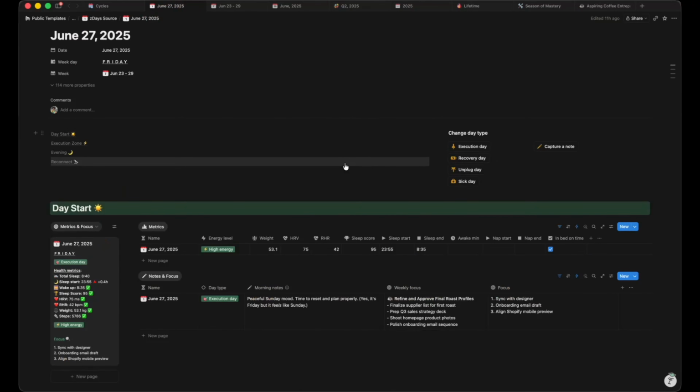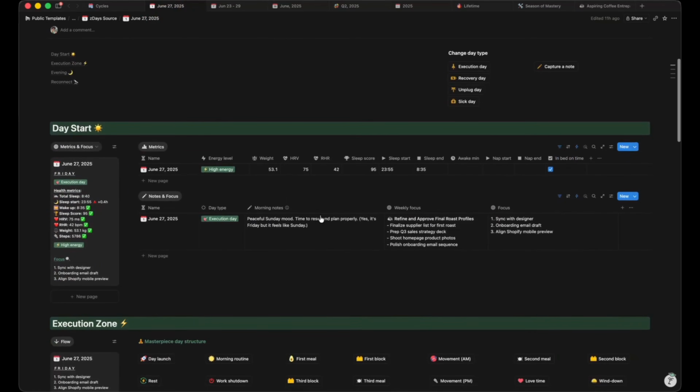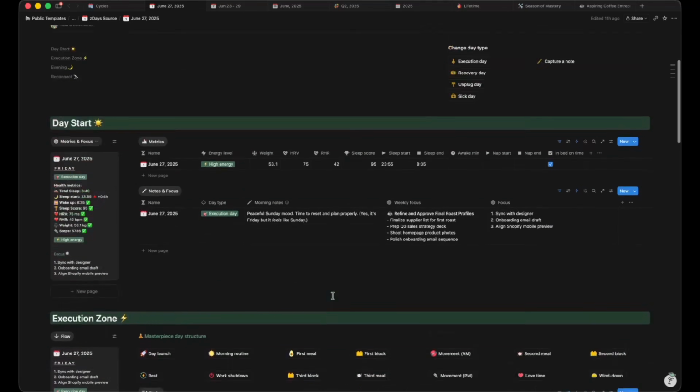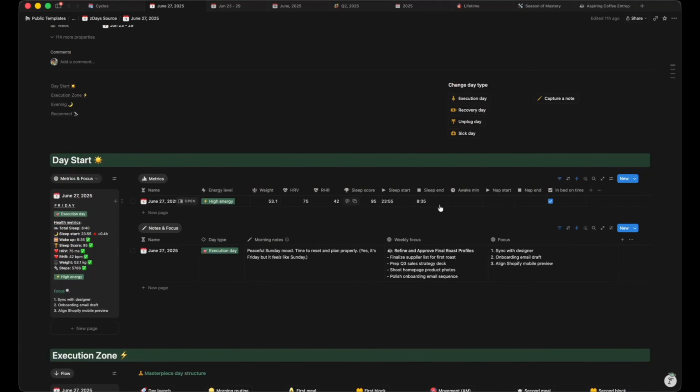Here's the day. So first of all, the health metrics: there are certain things that you track in the morning and certain things you track in the evening. So let's start in the morning. You can easily enter your key health metrics. So they're going to be shown here.